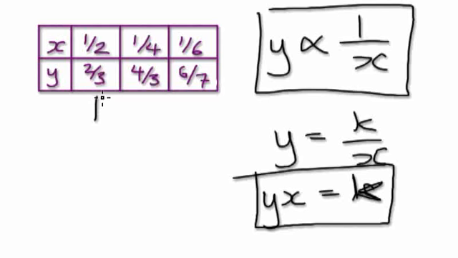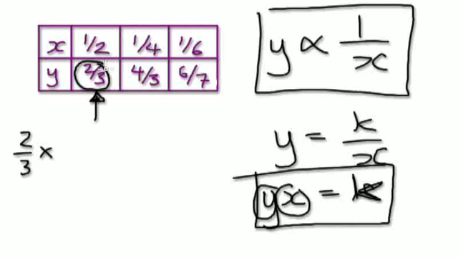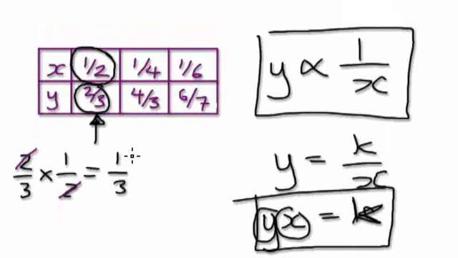Let's find out the k value for this here. So get y times x. So y is 2 over 3, times x, which is this bit here, half. That equals, well, let's just say these two cancel out, and that should be a third. So the k value for this here would be 1 over 3.